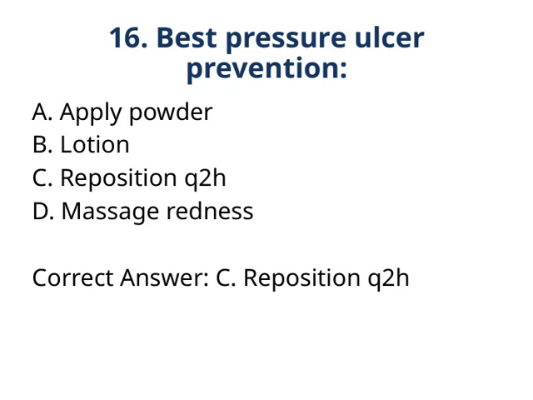Now, let's look at the best pressure ulcer prevention strategies. First, applying powder can help keep the skin dry and reduce friction. Using lotion is important too, as it maintains skin hydration and integrity. Repositioning the patient regularly, ideally every 2 hours, is crucial to relieve pressure and improve circulation. And finally, massaging redness can help stimulate blood flow and assess skin condition.